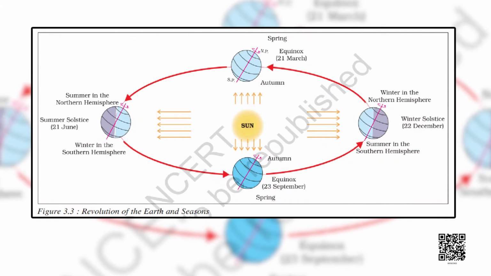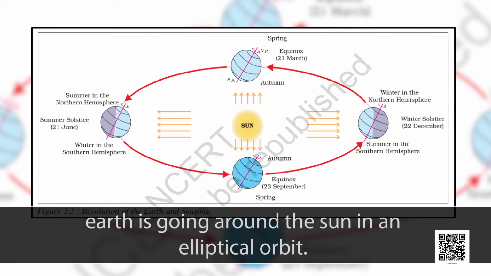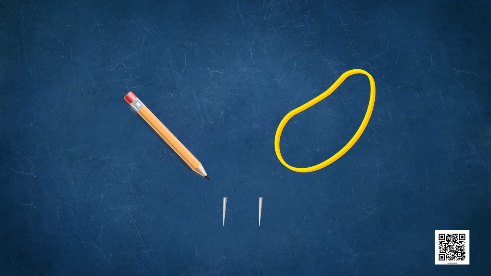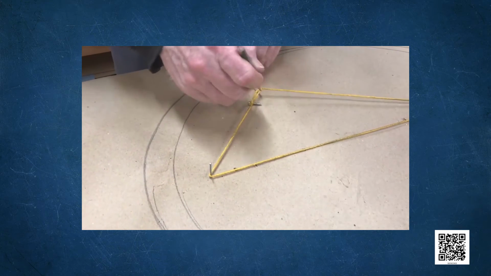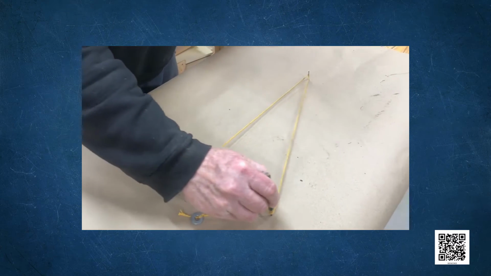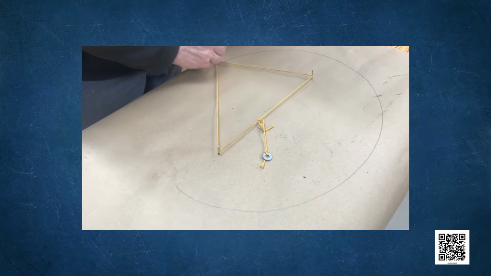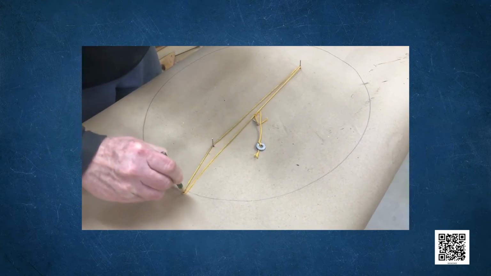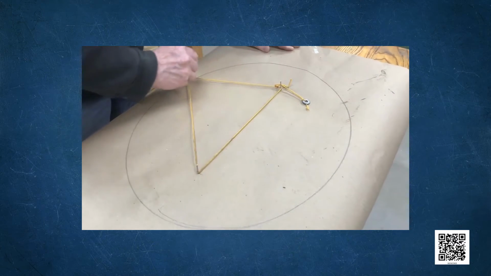In this picture, you can see that Earth is going around the Sun in an elliptical orbit. Do you know how to draw an ellipse? Take a pencil, 2 pins and a loop of thread. Now fix these pins on a paper as shown. Put the loop on the paper, enclosing the 2 pins inside the loop. Now hold the pencil and draw the line, keeping the thread tight and moving the pencil along it. The figure represents an ellipse.